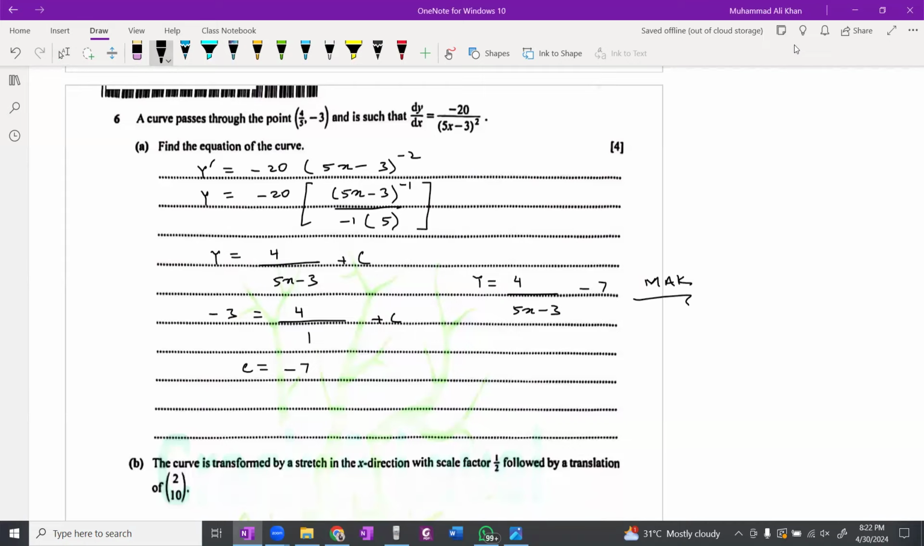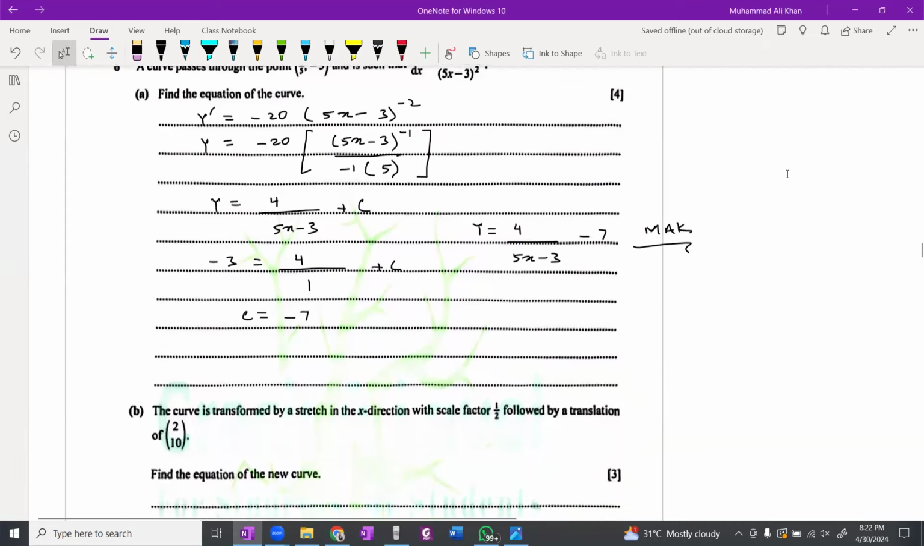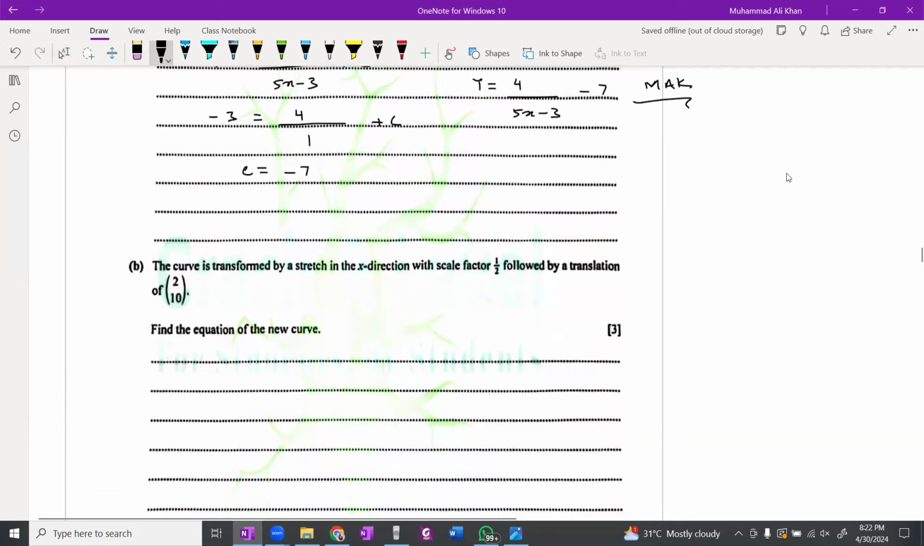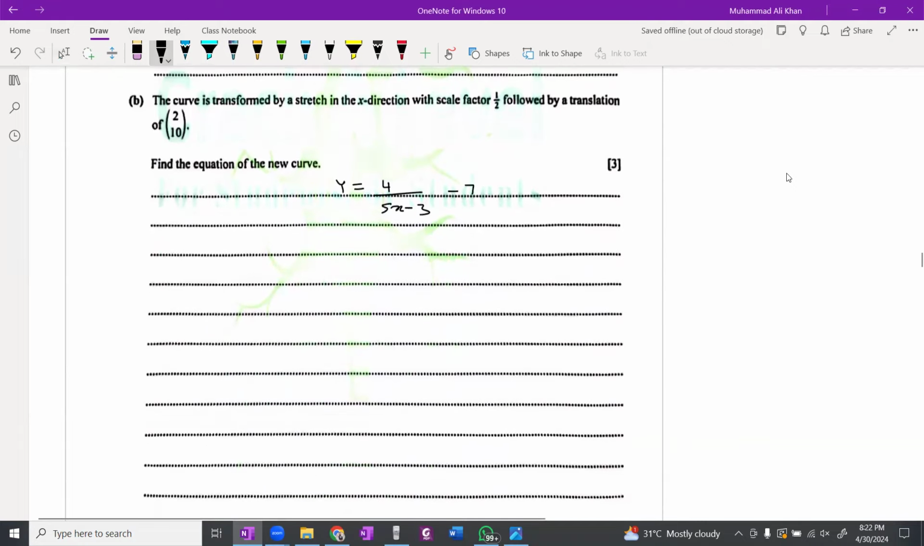After that, the second part is the part of transformation, in which we have to use the equation of the curve. The equation of the curve is y equals 4 upon 5x minus 3, minus 7. Now, what is the transformation? A curve is transformed by a stretch in the x direction with a scale factor 1 upon 2, followed by a translation of 2, 10. So first we have to stretch the curve. For stretching, y equals 4 upon.